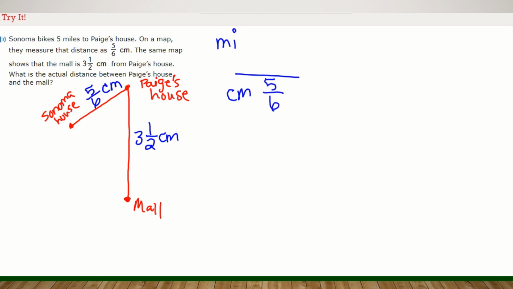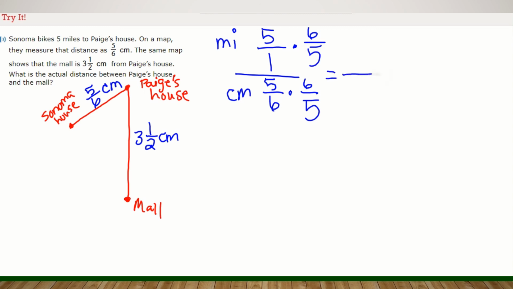Now we're going to use the distance from Sonoma's to Paige's house because we have that information along with the miles. Now we can't use 3.5 because we don't know how far that is in miles. That's what we're trying to find. So we're going to use 5/6 for the centimeters and 5 for the miles. Now we're going to make that 5 as a fraction and put it over 1. Now remember, you can't divide a fraction by a fraction, so you have to multiply the numerator and denominator by the multiplicative inverse of the denominator, which is 6/5.